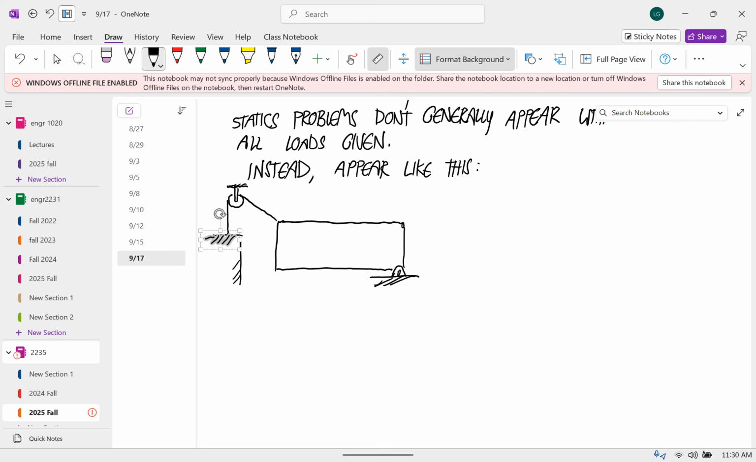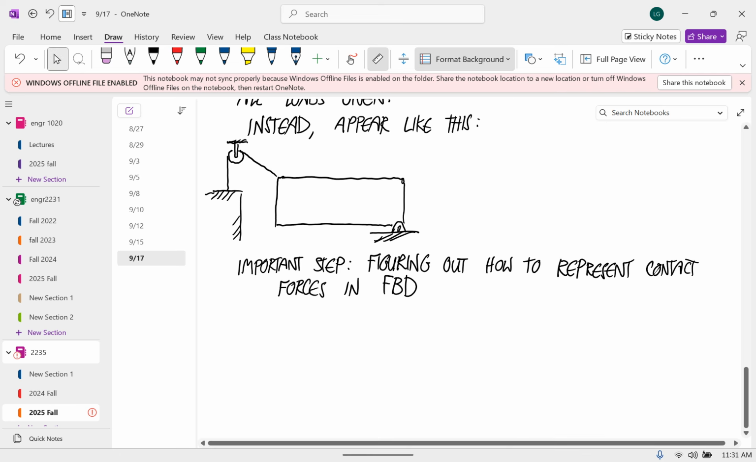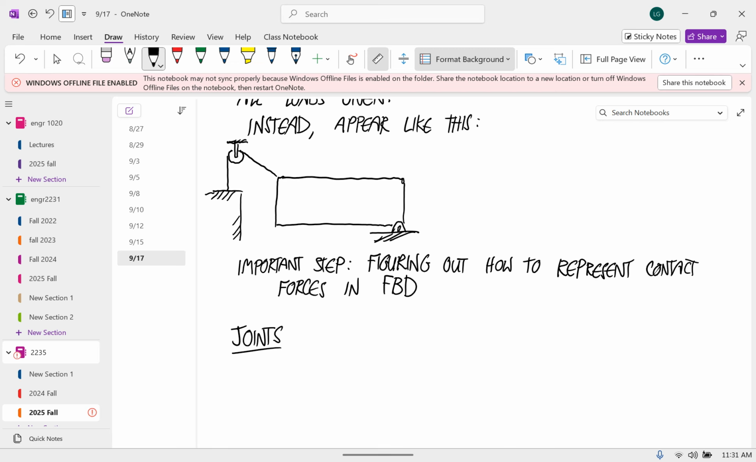And so an important step of this is figuring out how to represent the contact forces in a free body diagram. And so that brings us to the topic of joints.